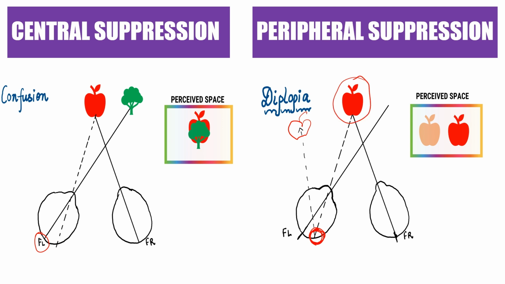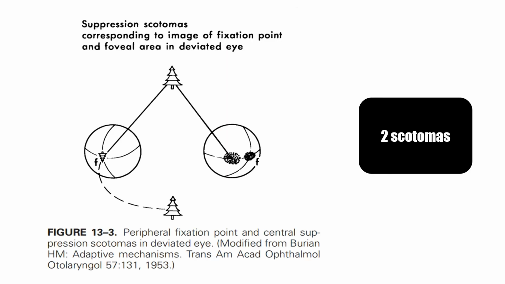So this is called suppression. Central suppression is where the fovea is suppressed, and peripheral suppression is when points other than the fovea are suppressed. Now, as a matter of fact, whenever there is deviation, there is going to be diplopia and confusion together. Although we talk about these terms separately, they're actually not very well segregated. Everything can actually coexist, and different sensory adaptations can be present in one single eye.